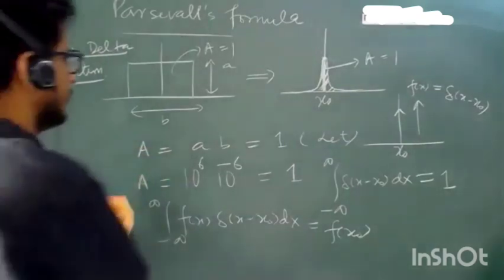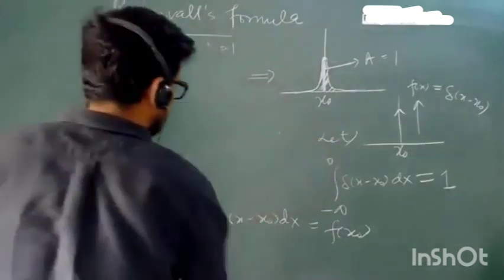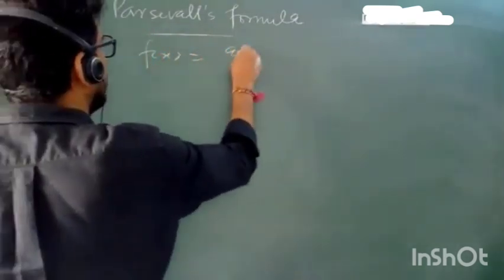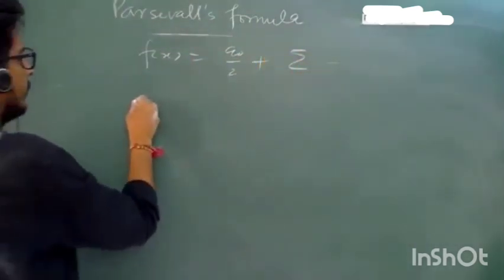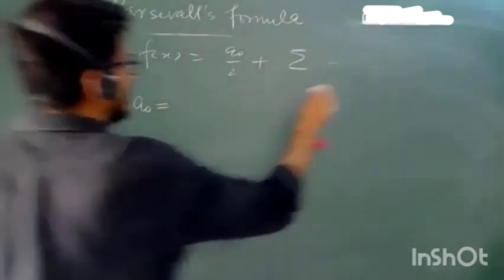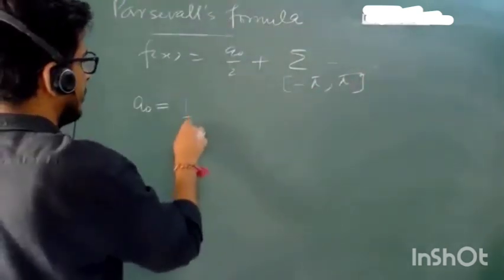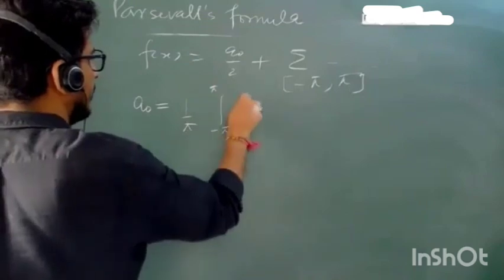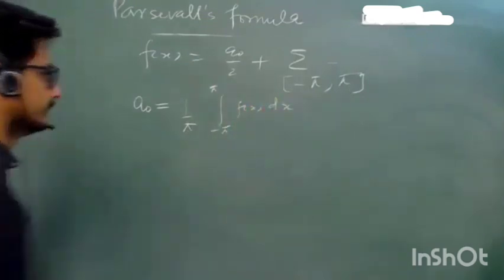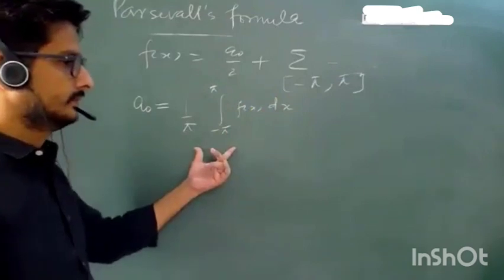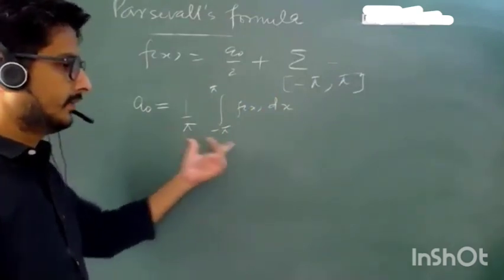And about a naught, I want to tell one final thing. When we write, suppose f of x is equal to a naught by 2 plus the summation, this is there. So we write a naught, in the range, suppose the range is given as minus pi to pi or minus L to L, whatever you want to take. So the value of a naught is given as 1 by pi integral minus pi to pi f of x dx. Am I right? This is the formula.